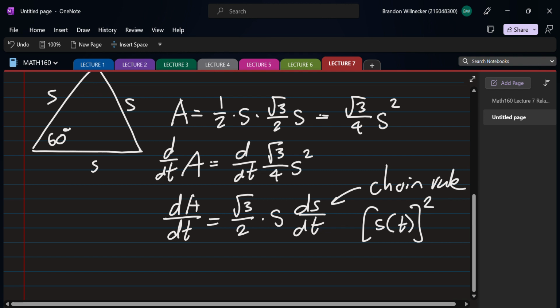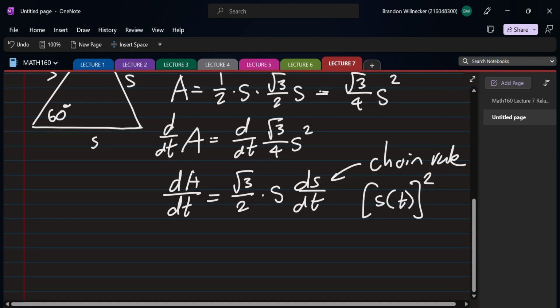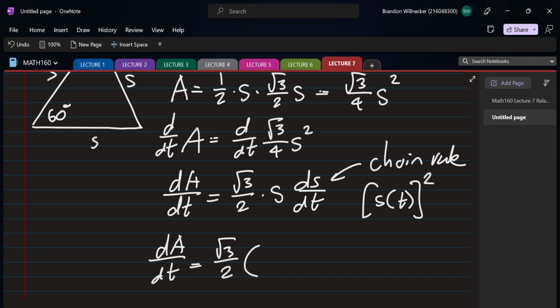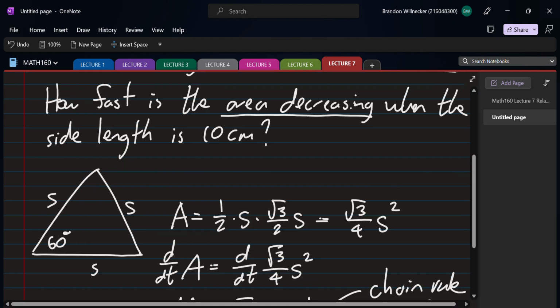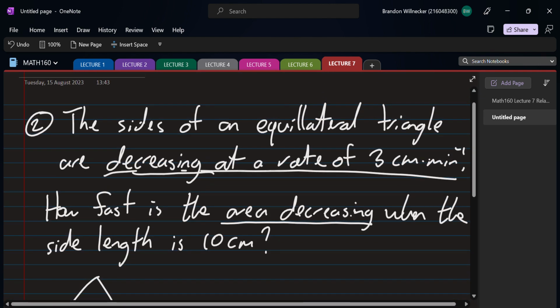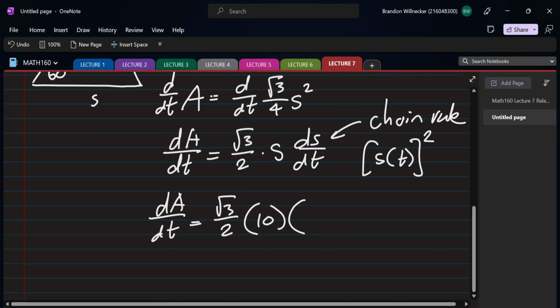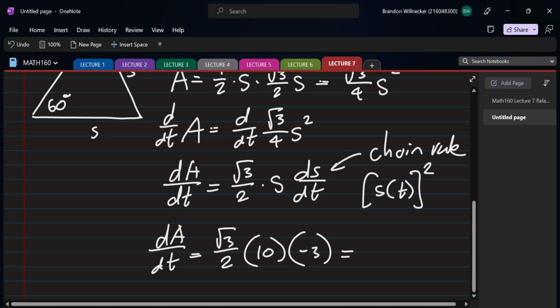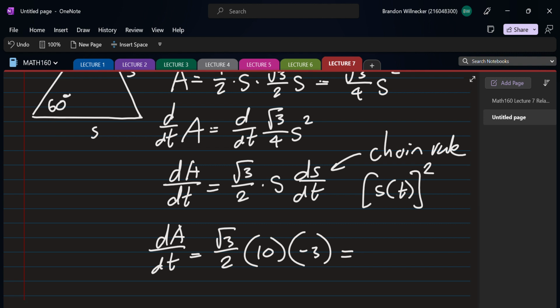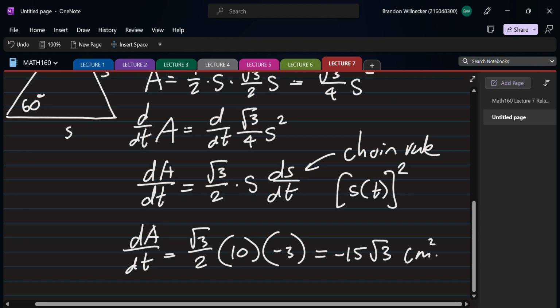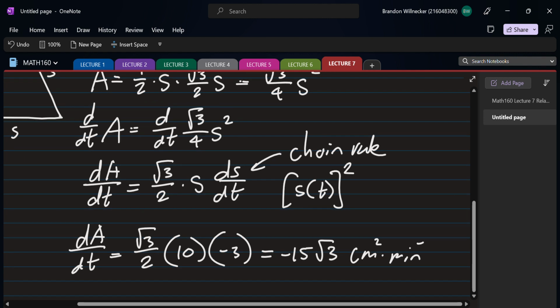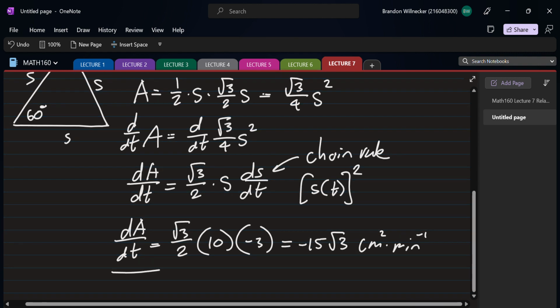Okay, now we've got the two rates of change that we're interested in, so we can find dA by dt in terms of the other. So dA by dt will be root 3 over 2. The side length was 10, and the rate of change, that was decreasing at a rate of 3 centimeters per minute. So that's going to be a minus 3. So we end up with a minus 30 over 2, so minus 15. So minus 15 root 3 centimeters squared per minute. Okay, so that is the rate of change of the area in terms of the rate of change of the side length.